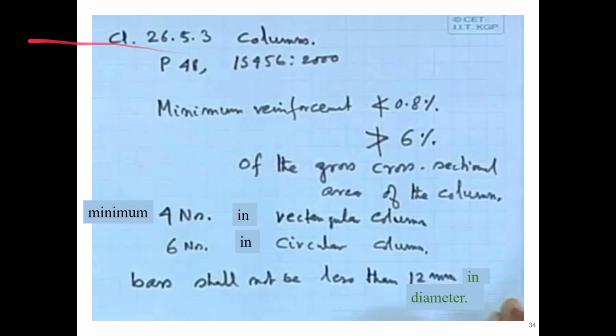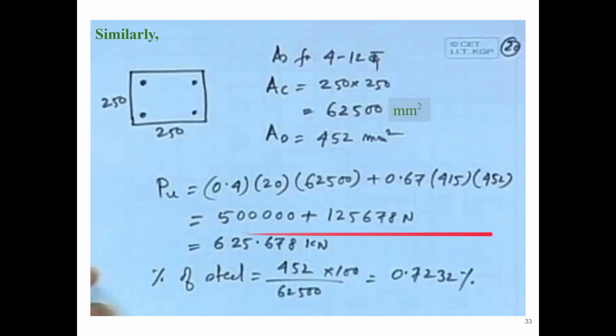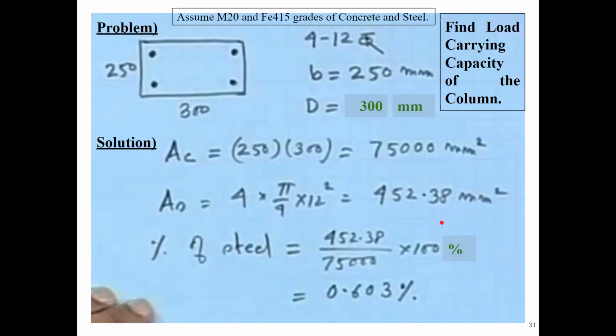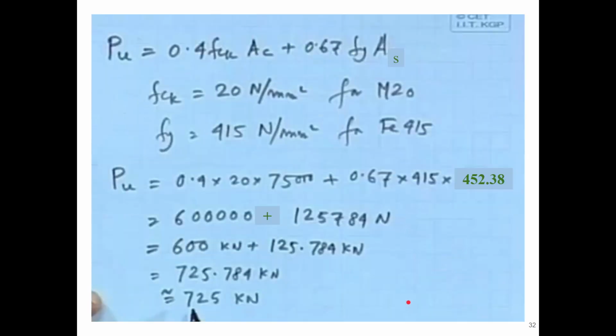If we go to page 48 of IS 456:2000 and follow clause 26.5.3 for columns, the minimum reinforcement should not be less than 0.8%. So as per this, this is not a correct design. We have to increase the number of bars. Even this is not a correct design. It should always be greater than 0.8%.